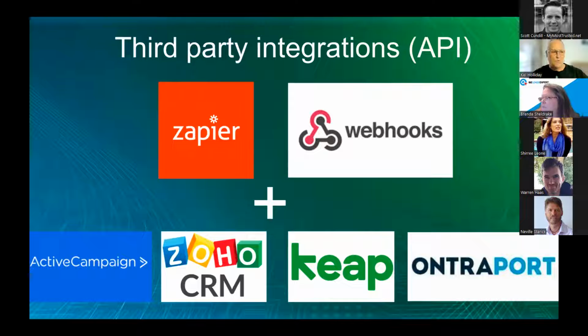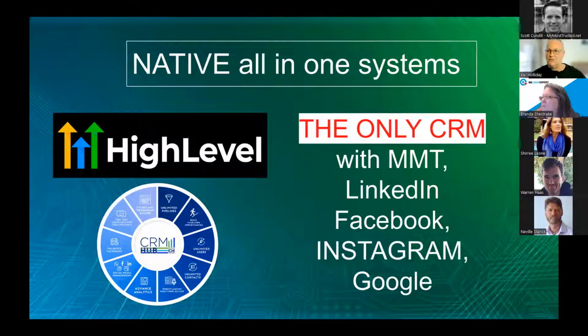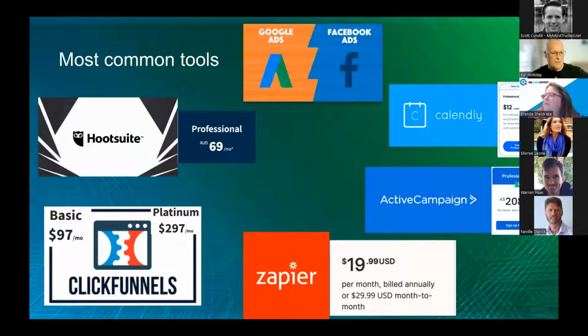And Warren's going to go through very shortly the third-party integrations using things like Zapier and webhooks, and getting into multiple different CRMs. I'm going to be talking right now at a high level. People who know what Go High Level is, some people know it as just High Level. It's currently the only CRM on the market where MMT, LinkedIn, Facebook, Instagram, and Google are all fully integrated. All right, and I'll show you how that works. A lot of people have a lot of different things, but the Go High Level platform covers off all of these, and within a CRM it makes a massive difference.